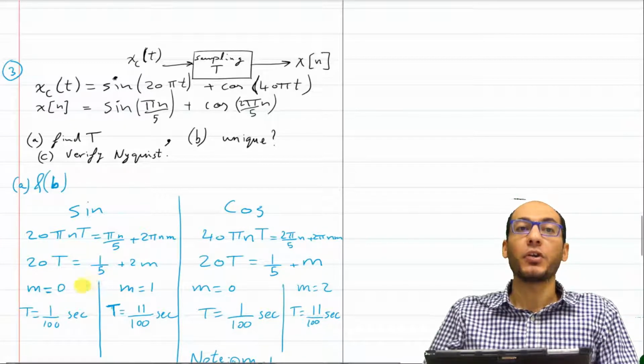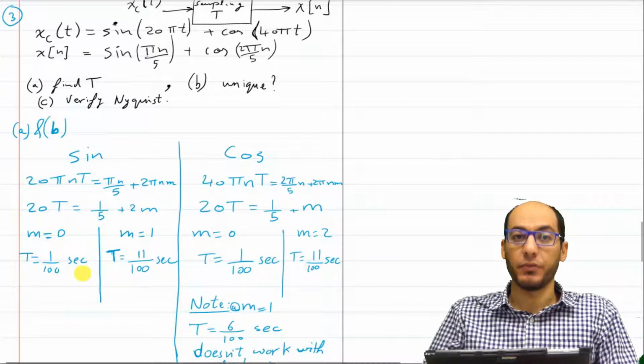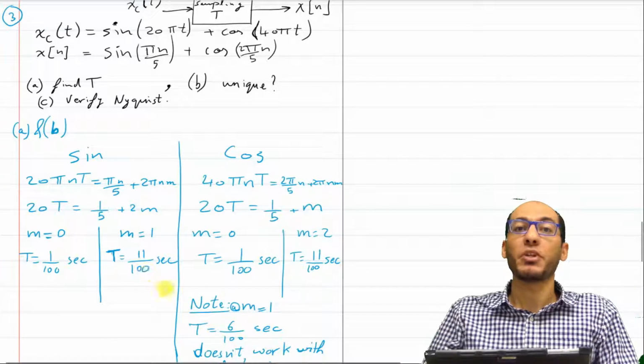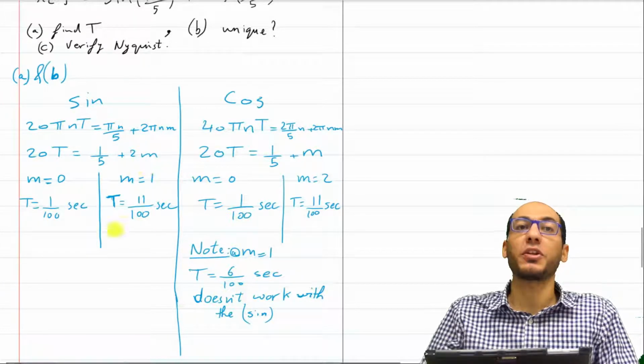So when you do the math, if you look at the value at m equals 0, you get 1 over 100 seconds. And that's the same value that you get at m equals 0 for the case of the cosine. But for the case of m equals 1, you get 11 over 100, but you do not get it at m equals 1 for the cosine. And that's why this value does not work. So when you choose the value for t, the very first value is t equals 0.1 seconds, but you cannot claim that the second value is 6 over 100 seconds, because you did not obtain it from the sine.